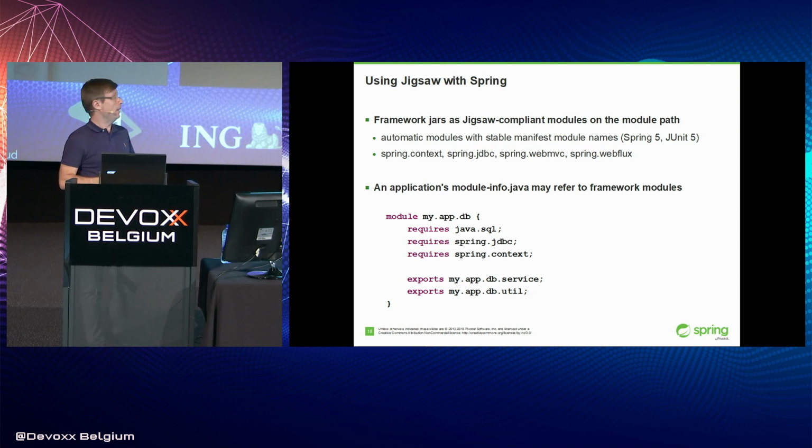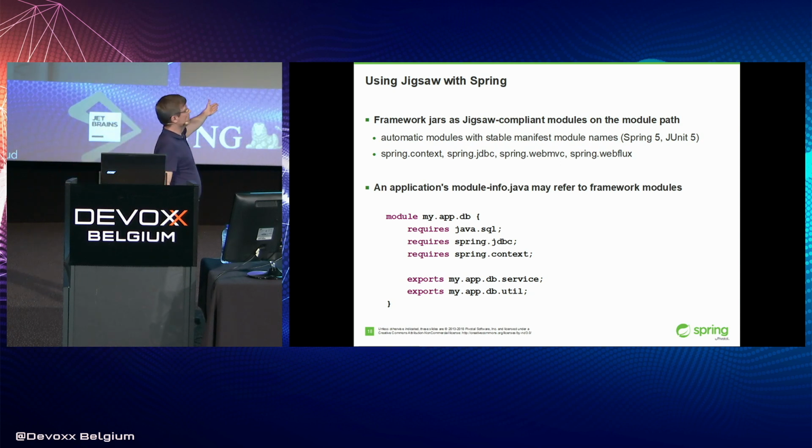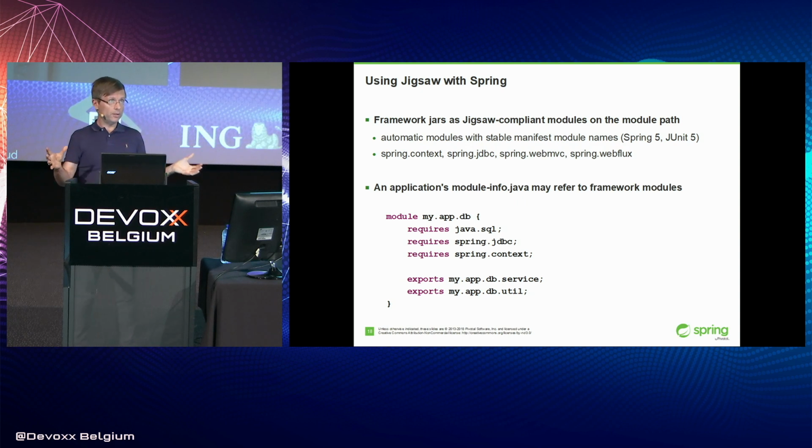It's your choice. If you want to use them on the module path, an application level descriptor could look like this. This would be part of your application module, where you would not only require specific standard modules, you might also require some Spring modules, like spring.jdbc, spring.context, next to, for example, java.sql. We are essentially enabling you to opt into the module system. If you want to embrace the module system for your application deployment units, then our Spring Framework jars are happy to participate in such an arrangement along those lines.